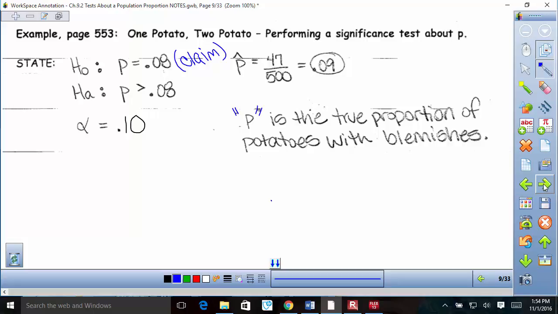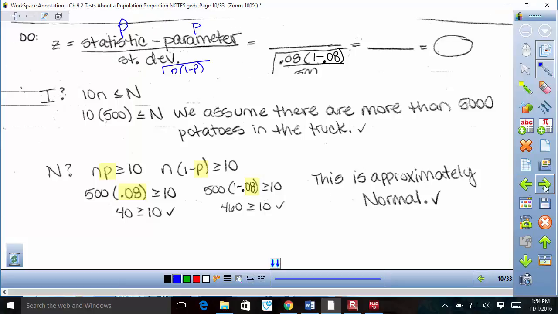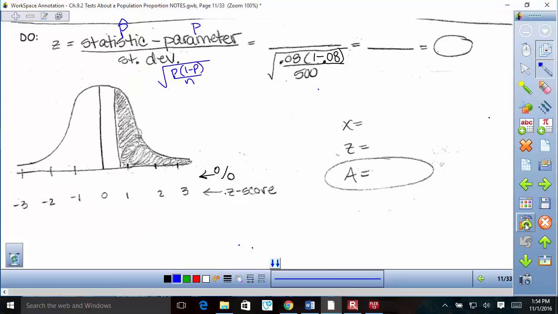All right, the plan. We are going to skip the plan only because of time. I'll come back to it tomorrow, but y'all know how to do all that planning, right? Random, independent, normal. We just did it. Do write one sample z-test at the top. We know it's a z because it's a proportion problem, right? And then we're going to skip this for right now because y'all know how to do random, independent, normal. And let's go to this.